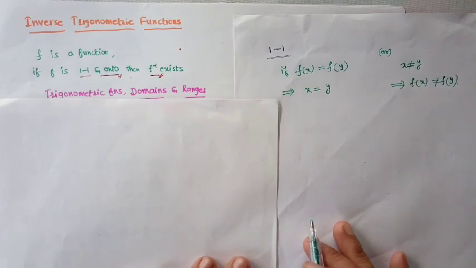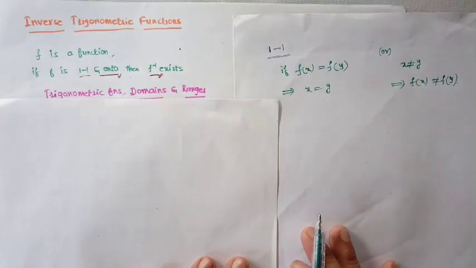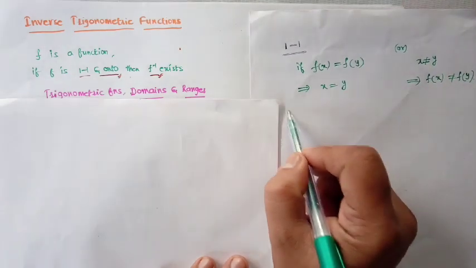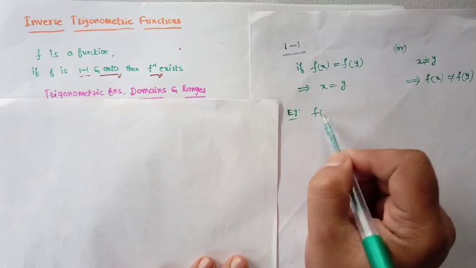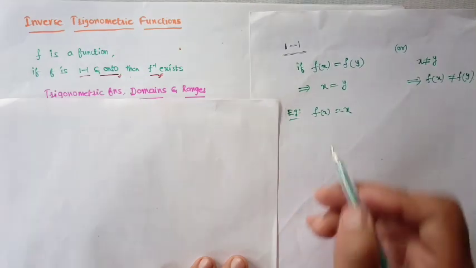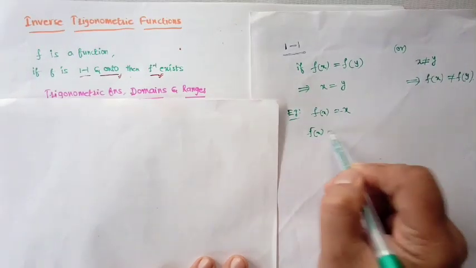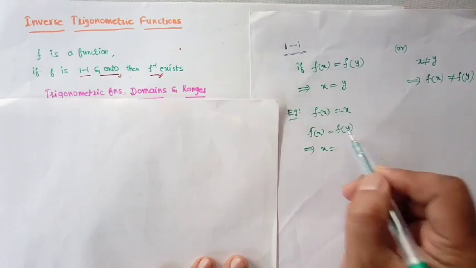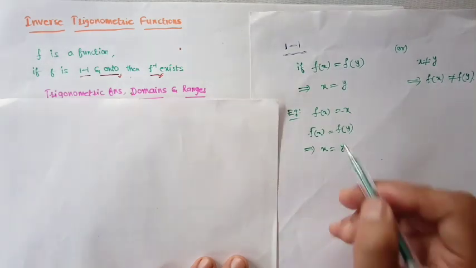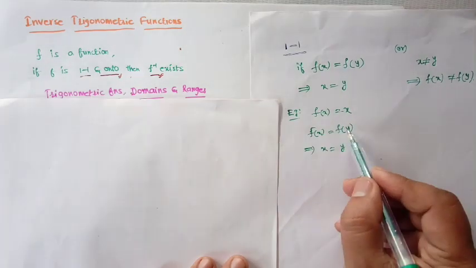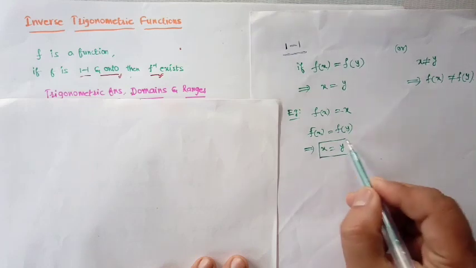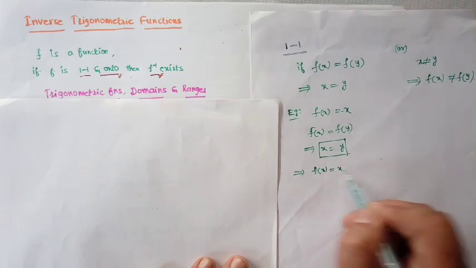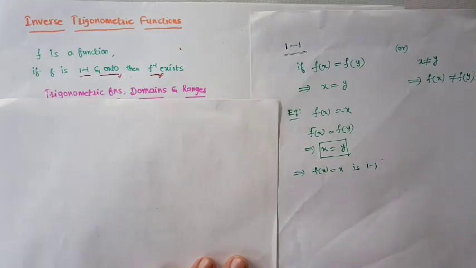We'll see how this definition should be understood from examples. Consider f of x is equal to x. Then consider f of x is equal to f of y. f of x is x, f of y will become y. So directly when f of x equals f of y is taken, we get x is equal to y. So this implies f of x equals x is a 1-to-1 function.